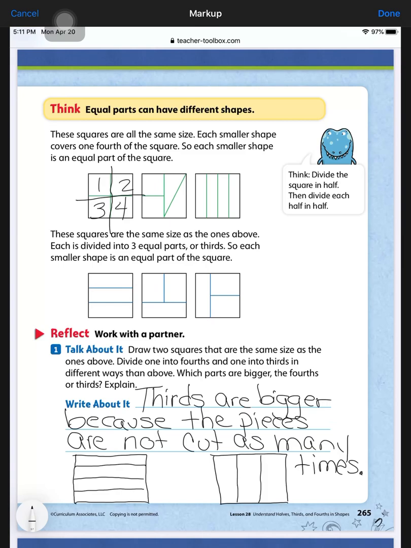So my sentence isn't perfect, but let's see, I'm going to make another square to show you all. I have a square. I'm going to cut it into halves. Those are pretty big sizes. Then I'm going to cut it into fourths. As you can see, my sizes just got even smaller. So the more I cut it up, the smaller my boxes are going to get. All right.